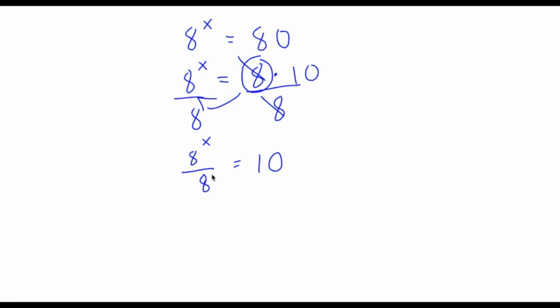Now this 8 here is the same thing as 8 to the power of 1, right? And now if we have something in the form a to the power of m divided by a to the power of n, this is equal to a to the power of m minus n.